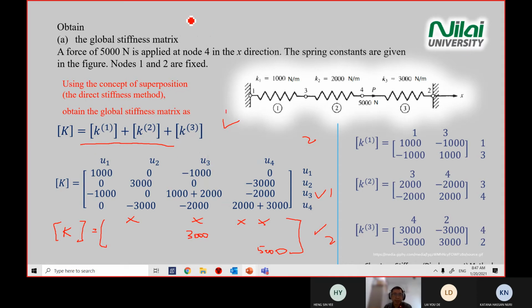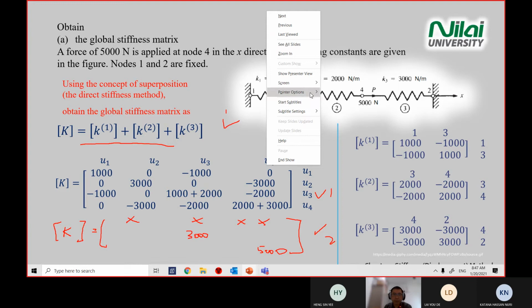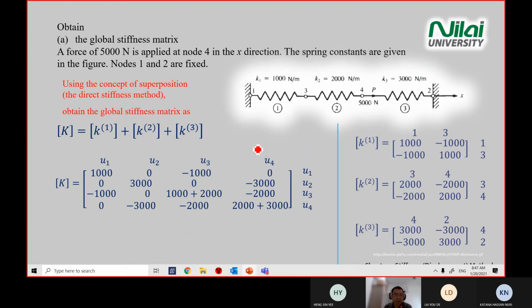All right. So any question for section 1 so far? We already solved section A. Ask me if you're not sure. If how all these numbers come into place is still not clear, you can ask me.